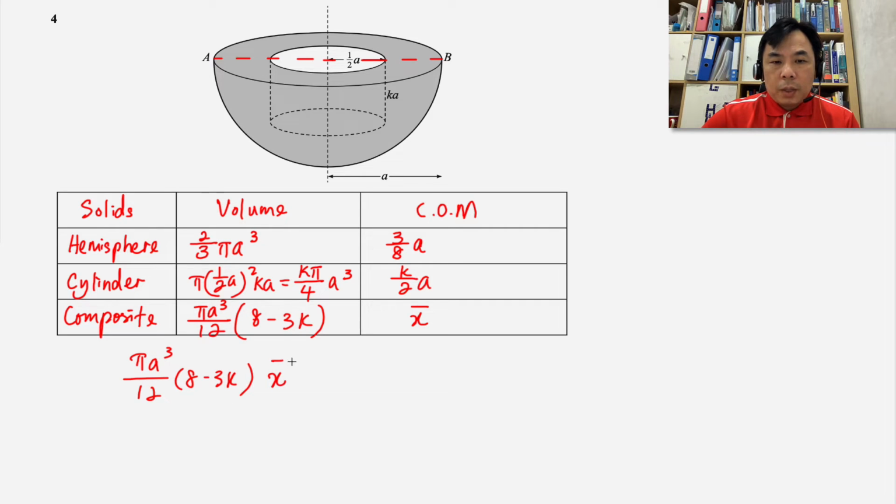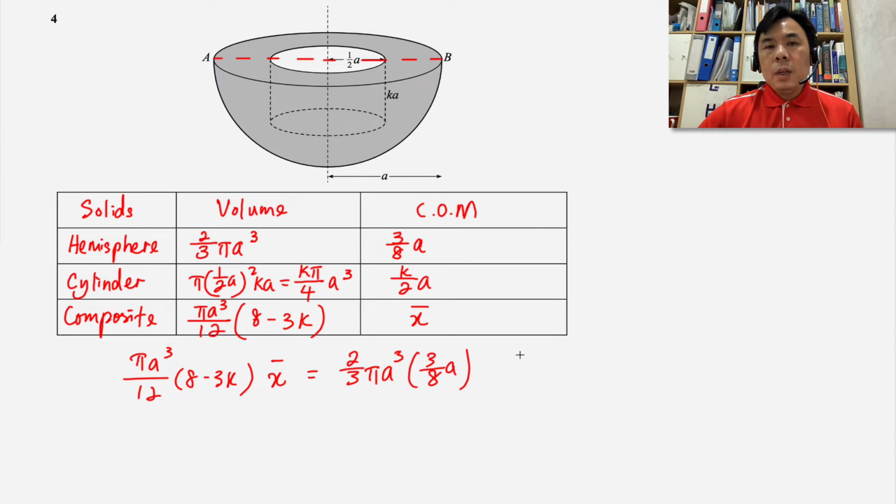Right, now that will be x bar. Here I drop the former density and gravity that we can cancel out, left hand side, right hand side of the equation. Okay, so that will be the same as the hemisphere. So hemisphere, we have 2/3 pi a cube multiplied by 3/8 a. And then because we are removing, so we have to subtract that by k pi over 4 a cube by k over 2 a here.